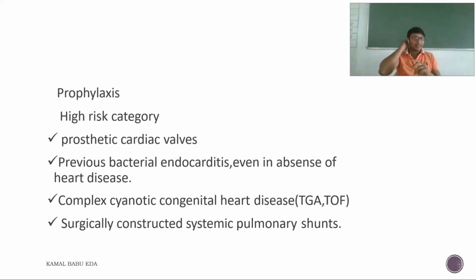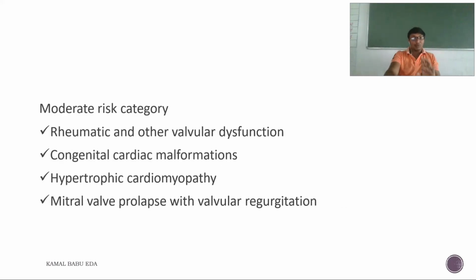Coming to the prophylaxis, what is the high risk category? The persons who are at high risk of getting this endocarditis or infectious heart disease are those having prosthetic cardiac valves and those having previous bacterial endocarditis. Even in the absence of heart disease, these persons are at high risk, so you have to go for prophylaxis. And complex cyanotic congenital heart disease also, and surgically constructed systemic pulmonary shunts, during this time also you have to go for prophylaxis.